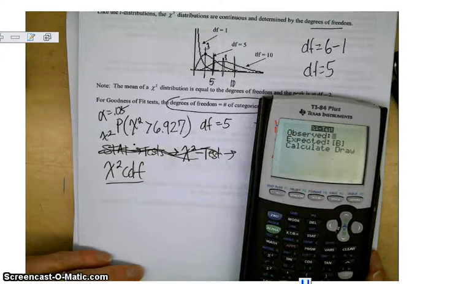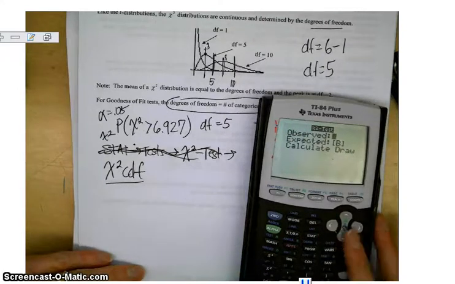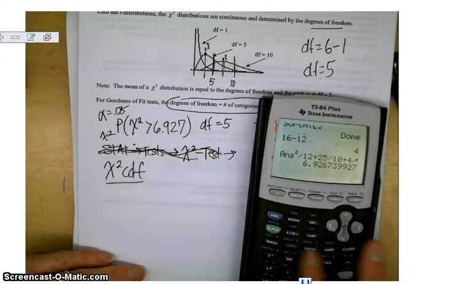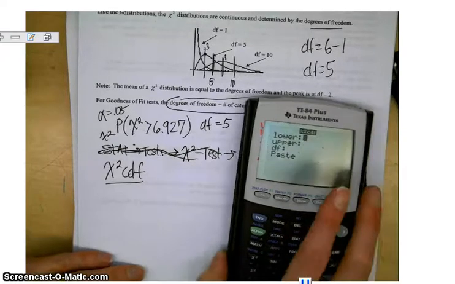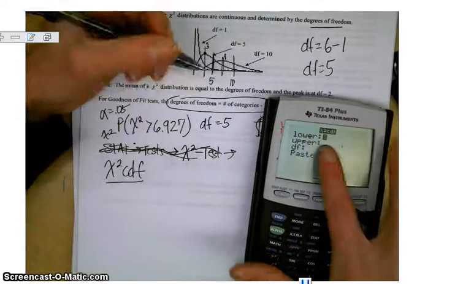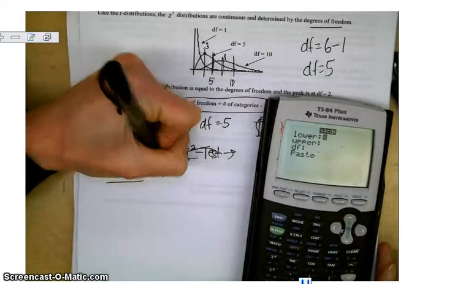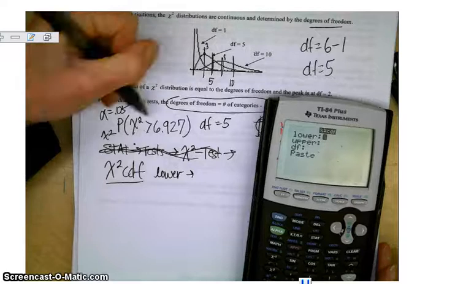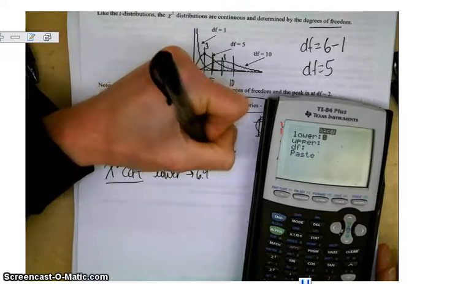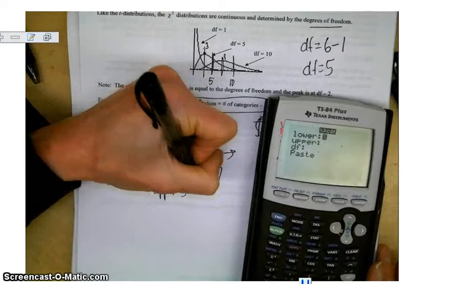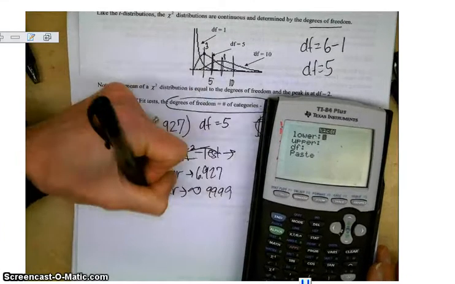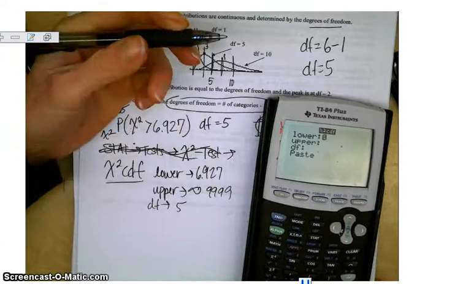Something's wrong. I probably just want to go to second distribution. Oh, I was still in the test menu. Okay, here we go. Now, the lower bound is always the chi-squared value, so chi-squared CDF, then you're going to type in your lower bound, which is always your chi-square statistic, 6.927. And then your upper bound is going to be infinity, a bunch of 9s. Then your degrees of freedom is going to be 5, or whatever you have, and then hit enter.